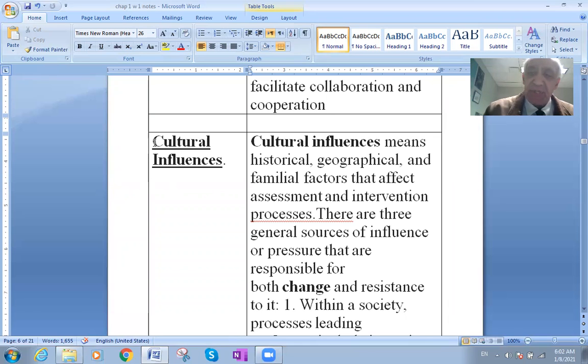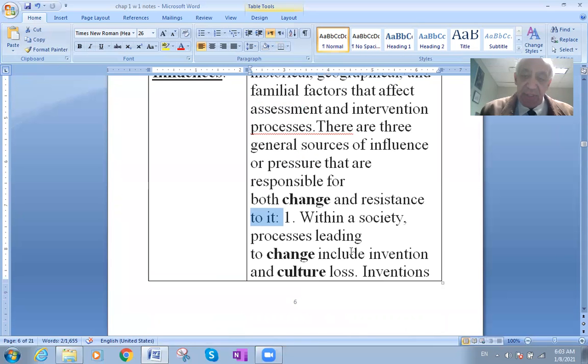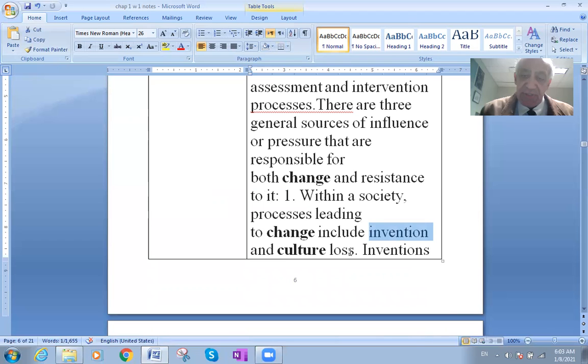What do we mean by cultural influence? Cultural influence means historical, geographical, and familial factors that affect the assessment and intervention process. There are three general sources of influence or pressure that are responsible for both change and resistance to it. Now we'll talk about resistance to change, and this is a very important point. Within a society, processes leading to change include invention and culture loss.